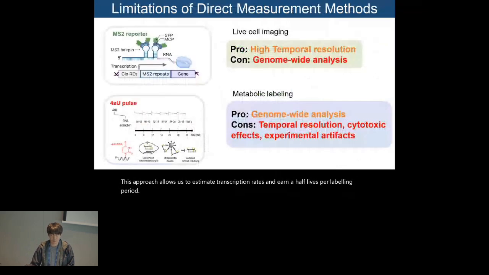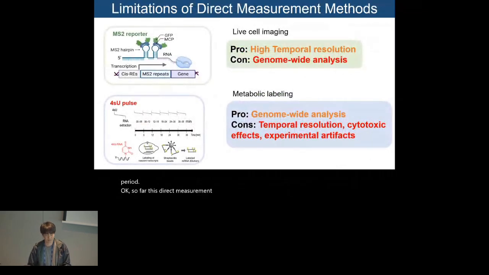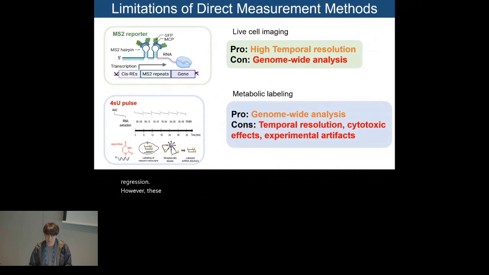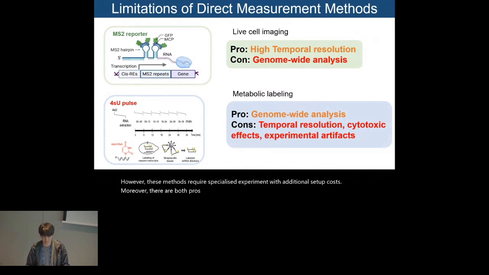Okay, so far, these direct measurement methods have described the detailed dynamics of gene regulation. However, these methods require a specialized experiment with additional setup costs. Moreover, there are both pros and cons in these methods.